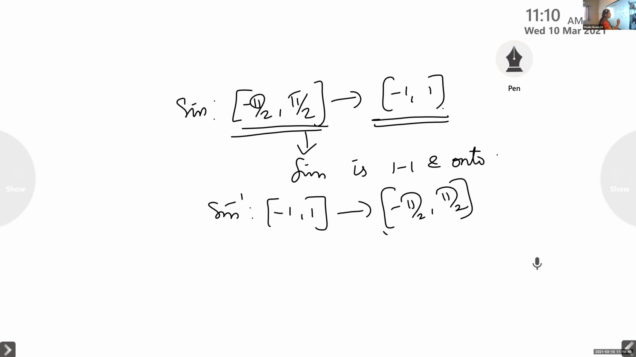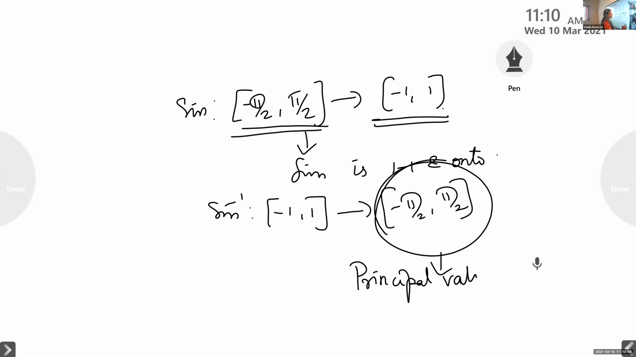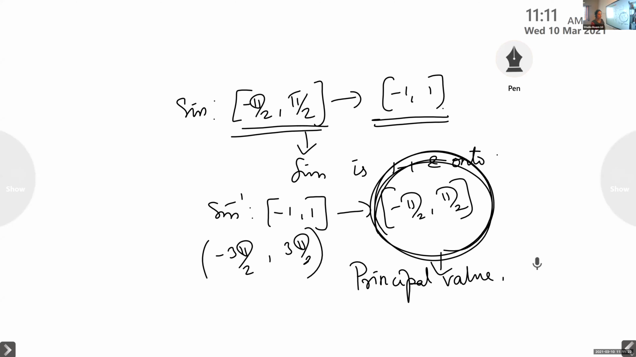And this interval, -π/2 to +π/2, we call the principal value branch. For sine, the principal value branch is minus π/2 to plus π/2. Suppose I take the next interval, 3π/2 to plus 3π/2, there also the function is one-one and onto. The same values will get repeated. But we take the first case, that is minus π/2 to plus π/2, as the principal branch. Is it clear?